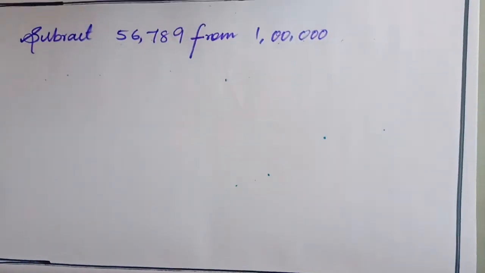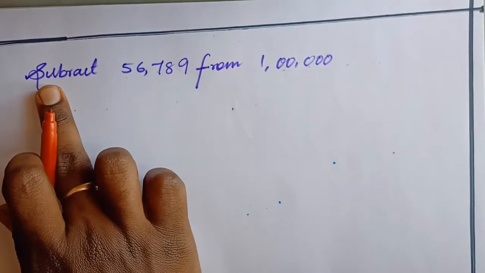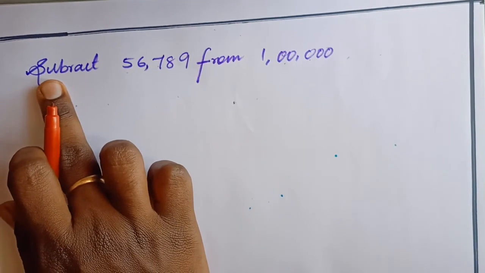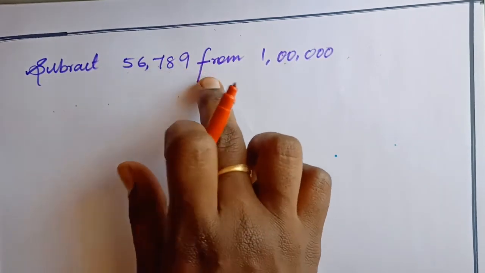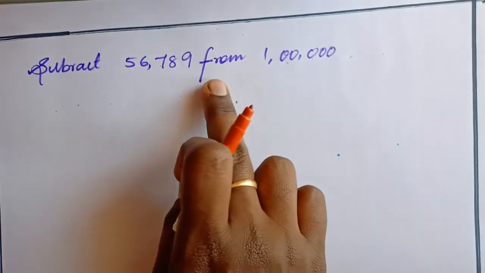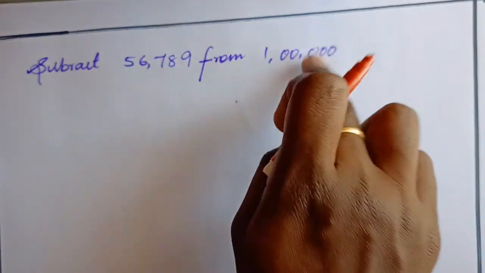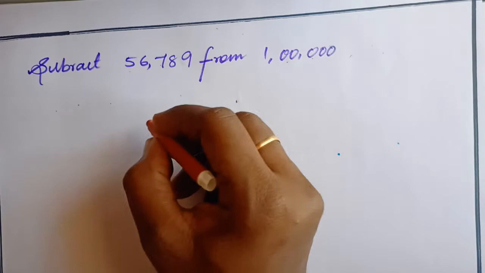Let's move to one more example. Again, always remember the question. Whenever you see a question like this, please remember, guys: subtract 56,789 from 1 lakh. The number that comes after "from" you should write first. Write the 1 lakh here.